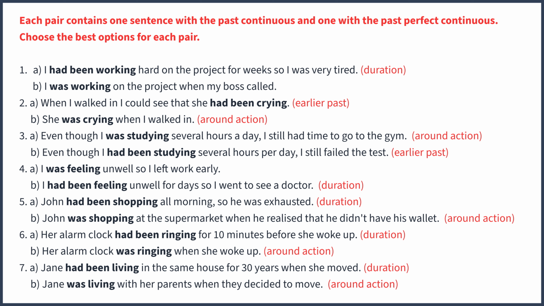In sentence 1, only A emphasizes duration, so this is the past perfect continuous. In sentence 2, B shows that something continued around the main event, past continuous. In 3, B, the action studying, happened earlier in the past, before the test, so past perfect continuous. In number 4, B emphasizes duration, past perfect continuous. In 5, B focuses on the action happening around the main event, so past continuous. In 6, A emphasizes duration, past perfect continuous. And again, 7, A emphasizes duration, so past perfect continuous.